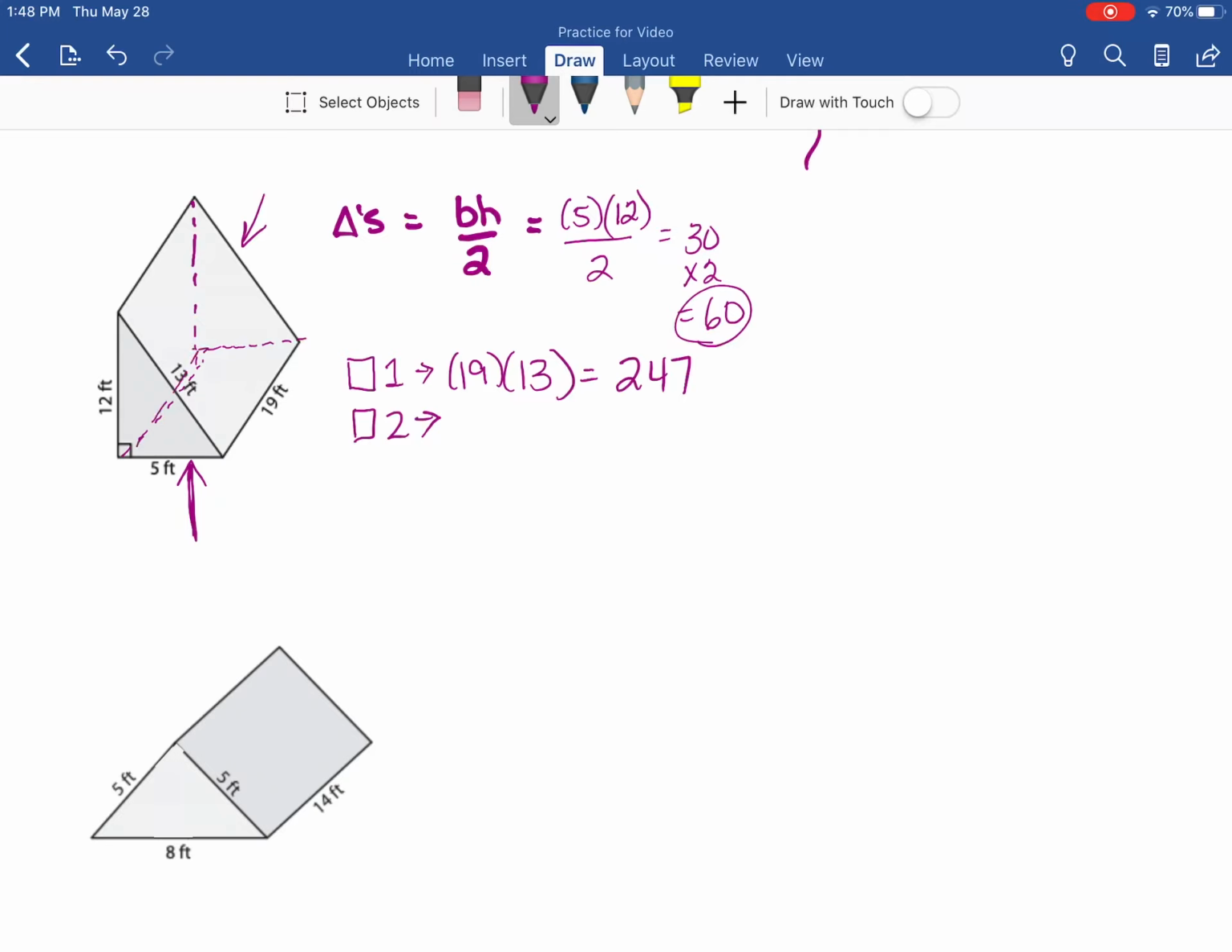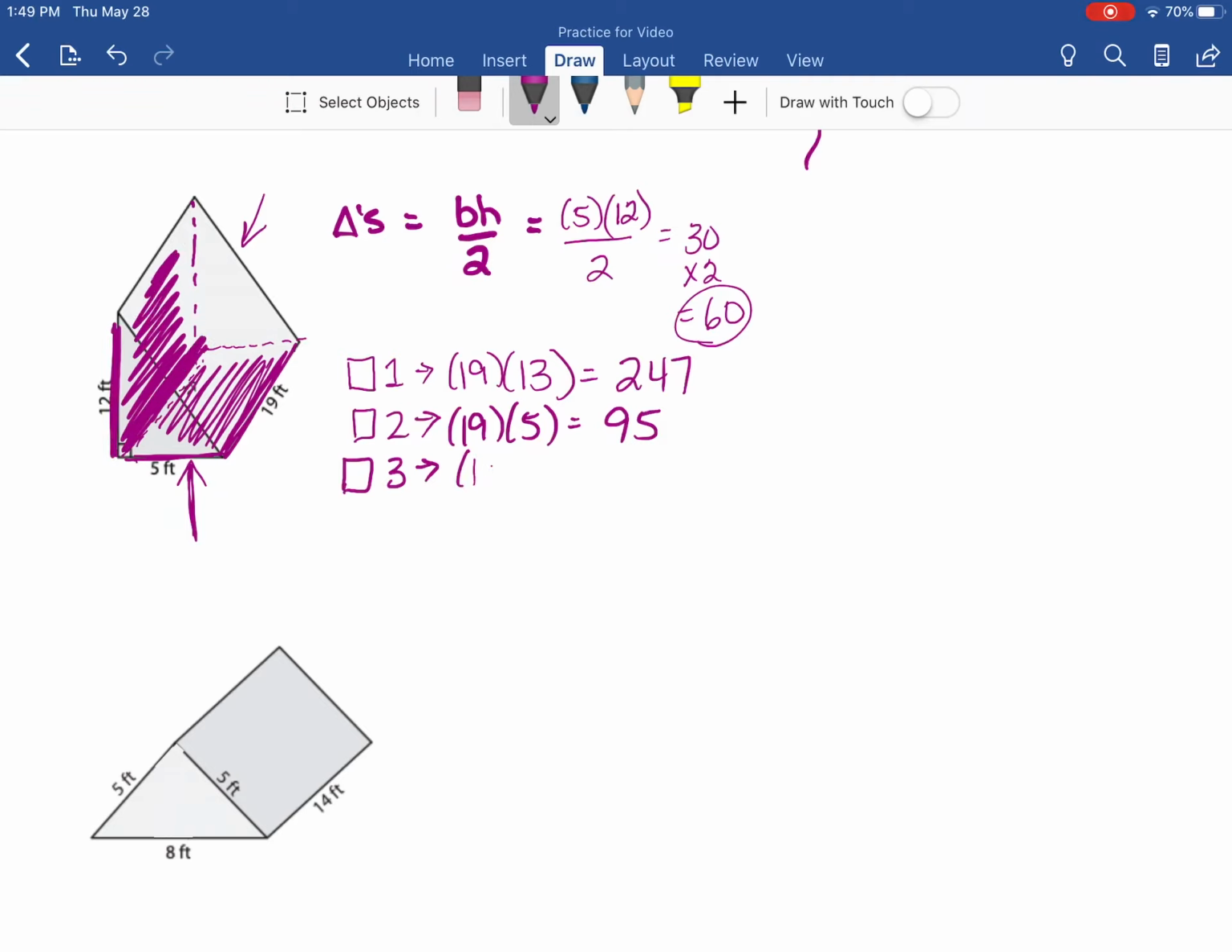Okay, so if you can imagine the length and the width of this bottom rectangle, it's 19 times 5, which is 95. And then rectangle 3 is this side right here. So we have 19 times 12, which is 228. So total surface area, I'm going to add up the 3 rectangles, so 228 plus 95 and 247, as well as the 2 triangles, which was 60, and I'm getting 630 feet squared.